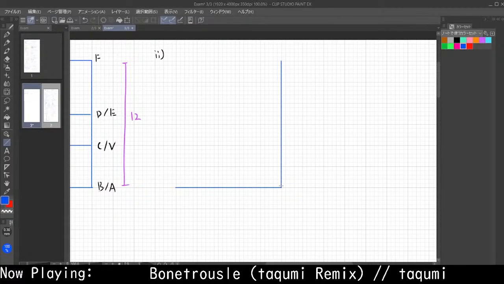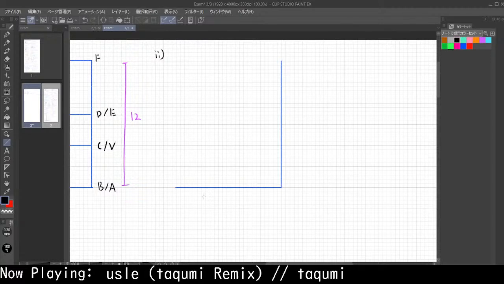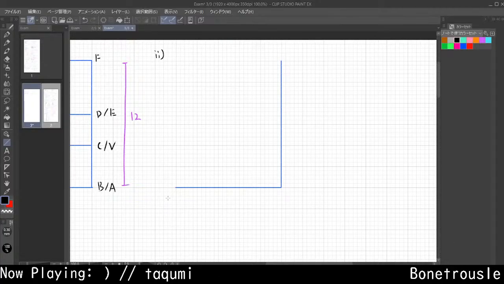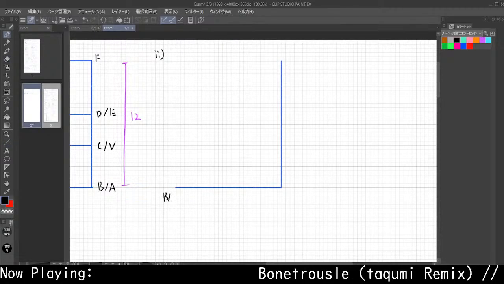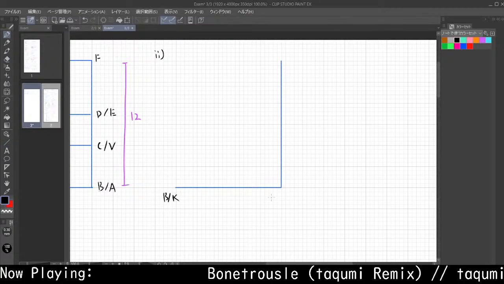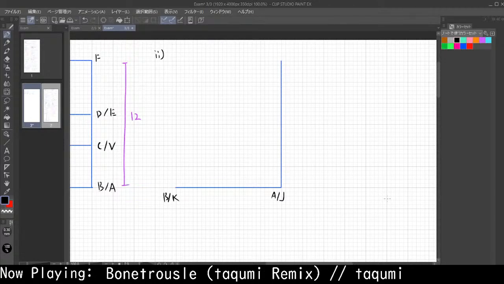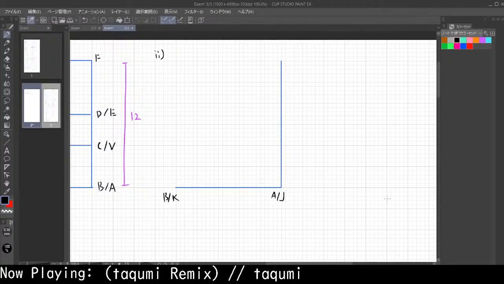Okay, then you also want to have an extruding line. Your baseline is BA. Your BA shares the same thing with KJ. So this will be B slash K. This will be A slash J. Again, labels are not necessary, but I'm just labeling them out so you know where to look.